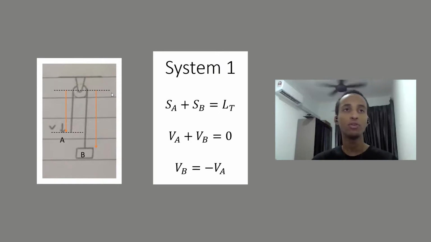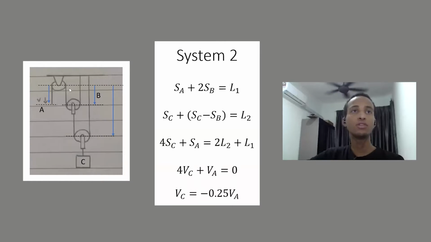We draw the datum point, and the position coordinate of A is going to be from here to here, which is SA, and the position coordinate of B is going to be from the datum to B, which is SB, equals the total length of the cable. Then we differentiate the equation to get VA plus VB equals 0, and we rearrange the equation to get VB equals minus VA, and it's minus VA since B is going upwards and A is going downwards.